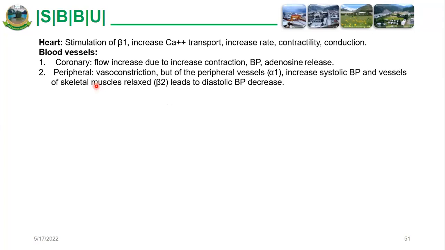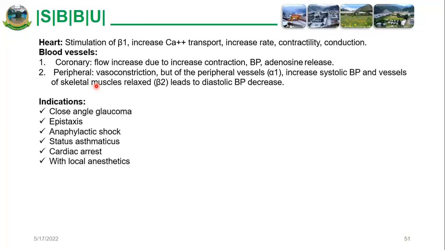These are the effects. Peripheral vessels: mostly vasoconstriction may occur through the alpha-1 receptor, which increases systolic blood pressure. Vessels of skeletal muscle are relaxed; beta-2 leads to a decrease in diastolic blood pressure. The net result in the peripheral vessels is decreased blood pressure, because of the alpha-1 vasoconstriction effect increasing systolic blood pressure and the skeletal muscle vessel relaxation.